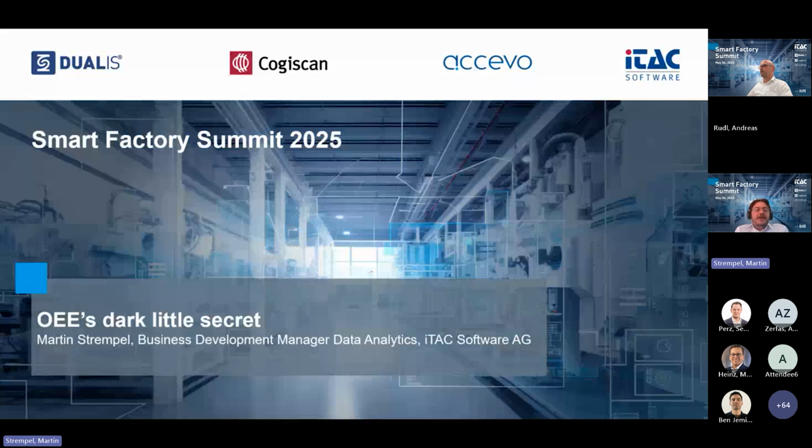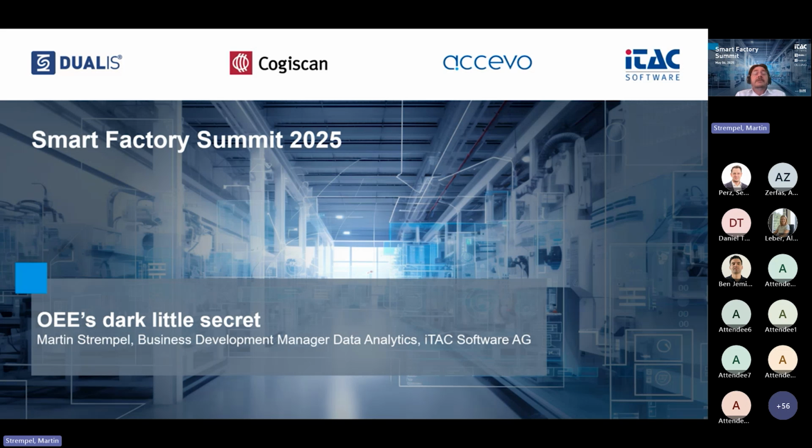My name's just briefly Martin Strempel, obviously also from iTech, like many of my colleagues today. Currently in the role of business development, specifically for the data analytics suite that we have. And within that, we will see also specifically things like the iTech Asset Analyzer. I've been working in software, or software on the shop floor, for over 15 years now.